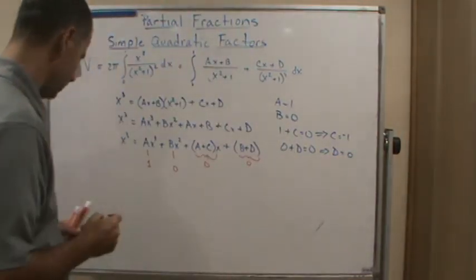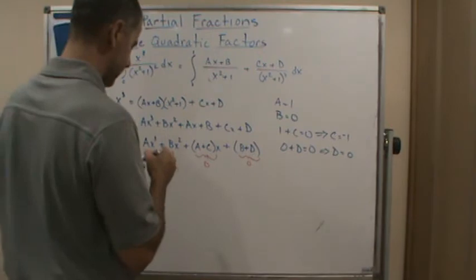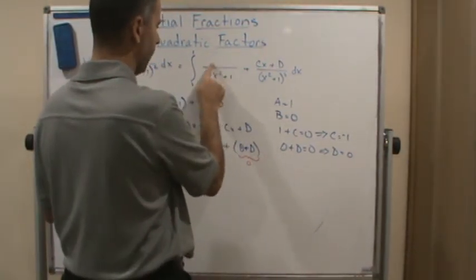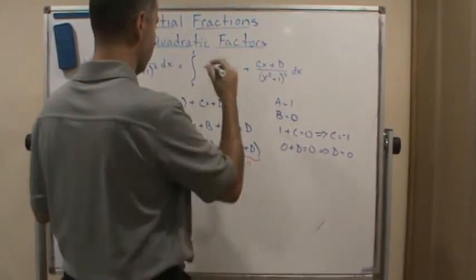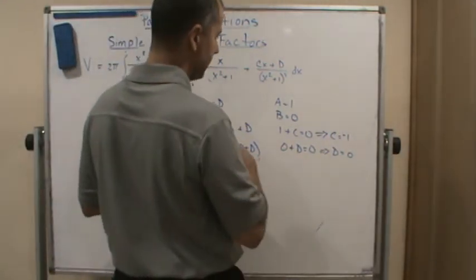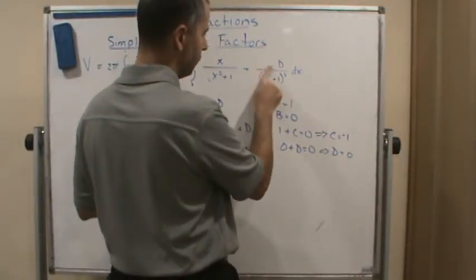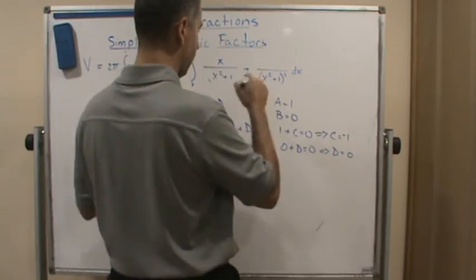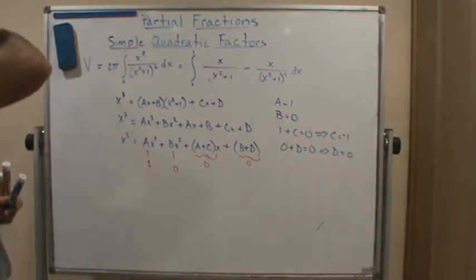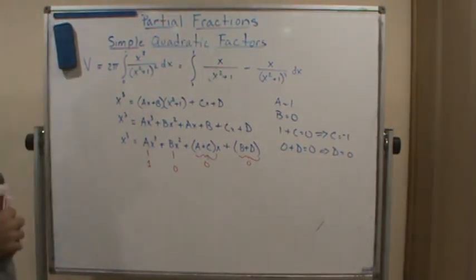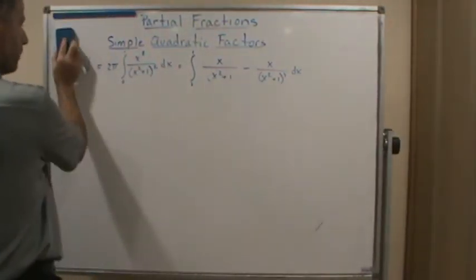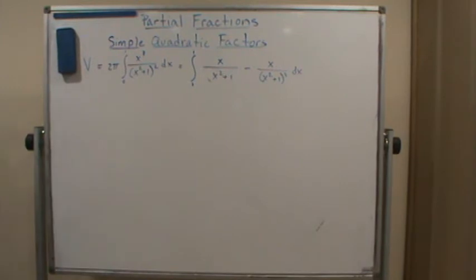And so now we're done because a equals 1, b equals 0, so this just becomes what? x. And what? c is -1 and d is 0, so this equals minus x. All right, so now we're done with our scratch work. And now it's just a matter of knowing how to integrate these things.